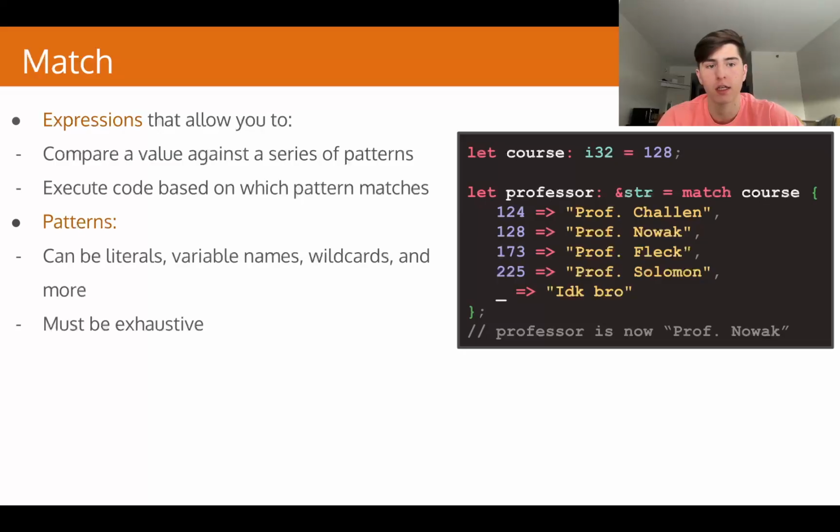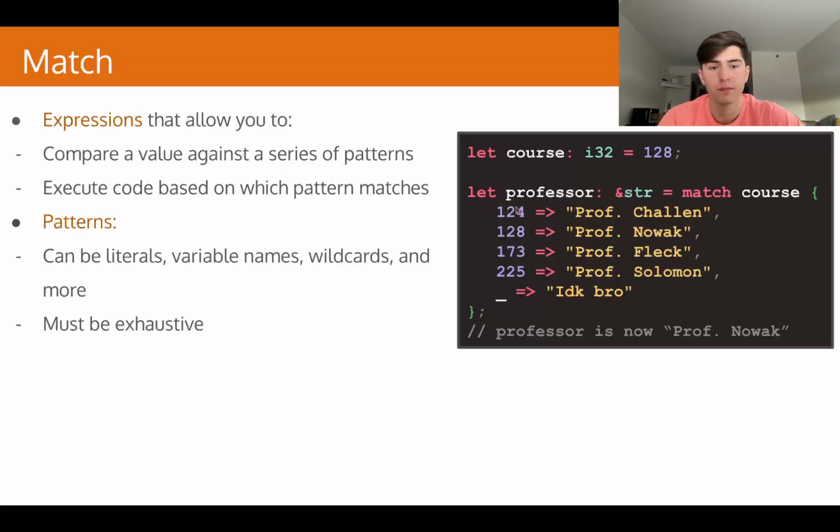So, a match expression lets you compare a value against a series of patterns, as shown here on the right. The patterns may be integers. Like, for example, when course is an I32, we can compare it against other I32s shown here. And then we can return a different value from the match block based on the pattern we find here. This match block, since it's 128, will return Professor Nowak, which will then be assigned to the professor variable.